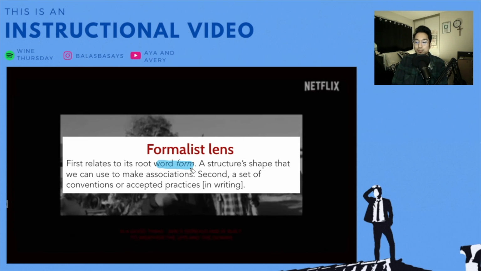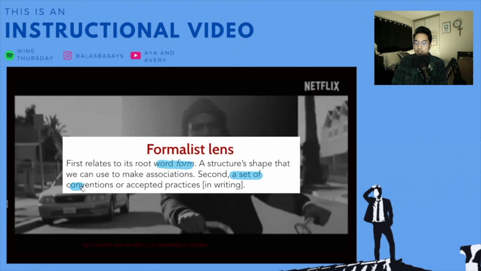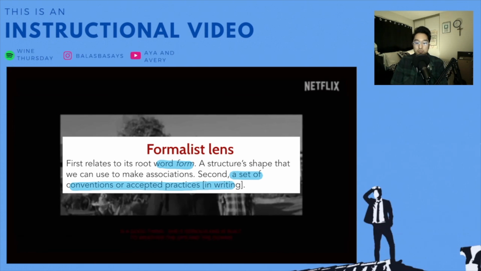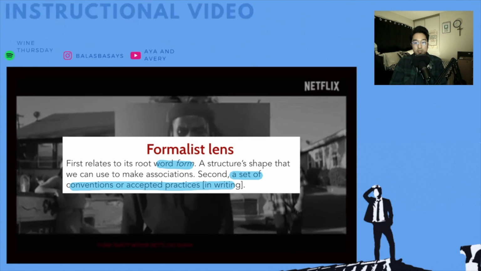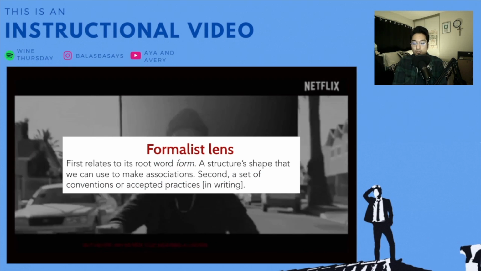It's a structure or shape that we can use to make associations. And secondly, it's a set of conventions or accepted practices in writing. So this is basically pointing towards poetry. Just like this definition, here are some of the things that you might analyze using the formalist lens.